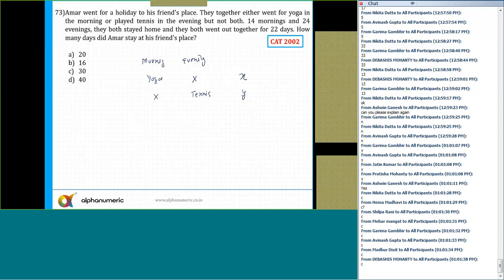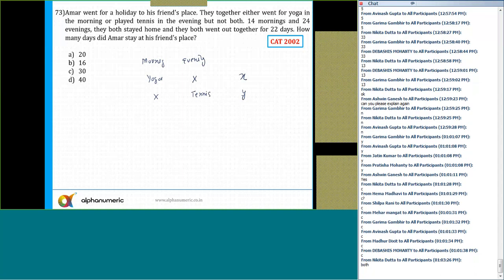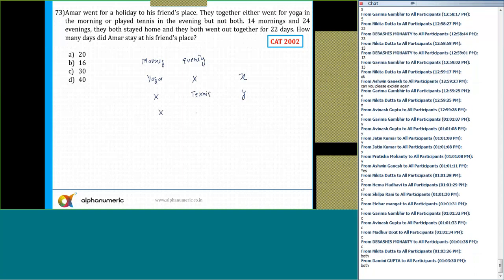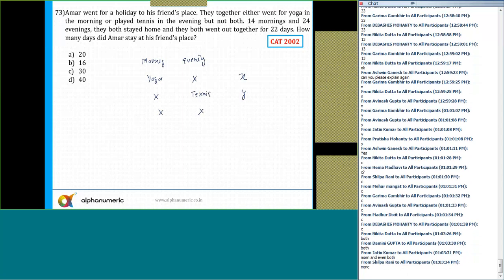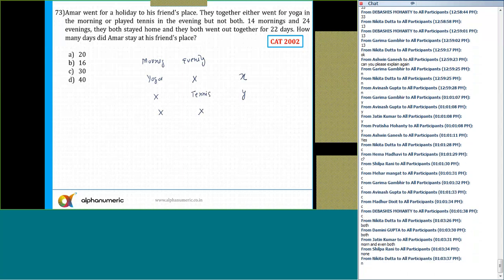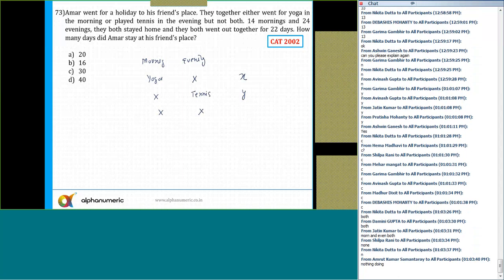And what is the third category which is left out here? They do nothing. Can they do both things? No. They together either went for yoga in the morning or played tennis in the evening, but not both. So they do nothing. Let's say that is equal to Z.